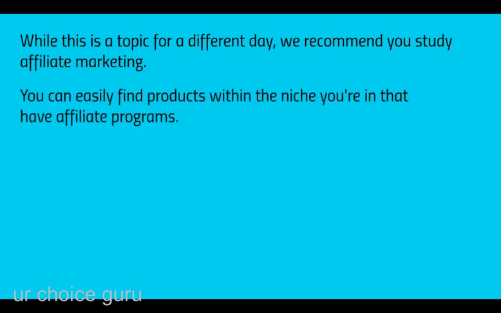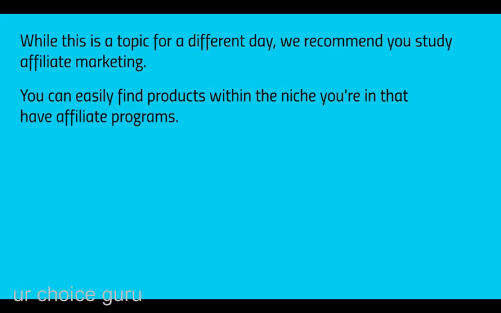So you can easily find products within a niche that you're in that have affiliate programs. In fact, in video number 5, where I show you how to go to a site called clickbank.com or even jvzoo.com, both of these sites are sites where you can find products to promote as an affiliate. So in doing so, you can actually promote the vendor's product.